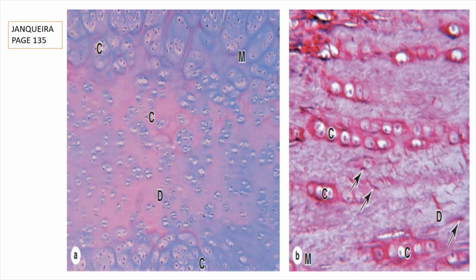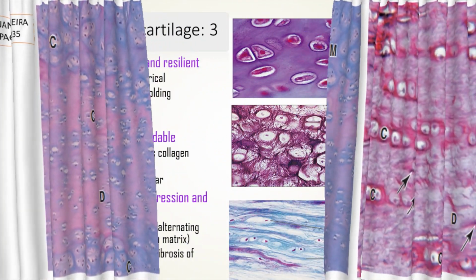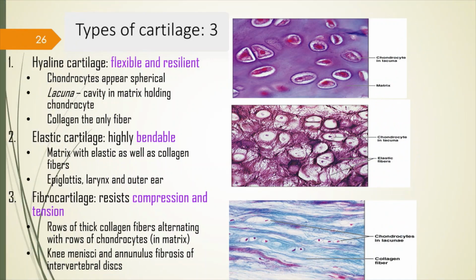Alright, so you draw that at low power and at high power. I put this diagram here as a summary for you. So, hyaline cartilage is flexible and resilient, and chondrocytes appear spherical, as you can see. The lacunae are cavities in the matrix holding the chondrocytes. And collagen is the only fiber. The only protein fiber here is collagen.